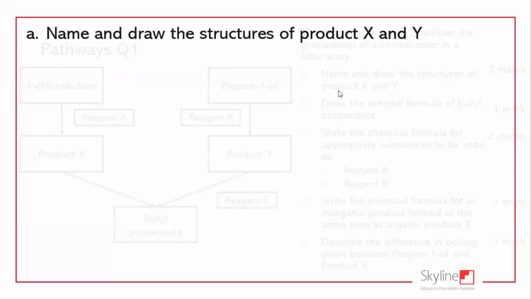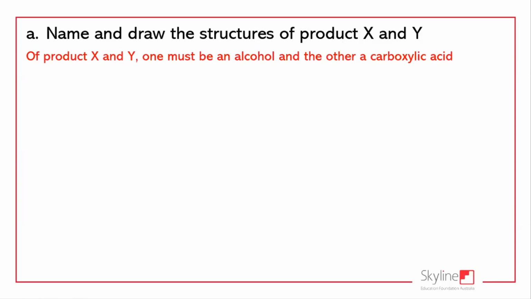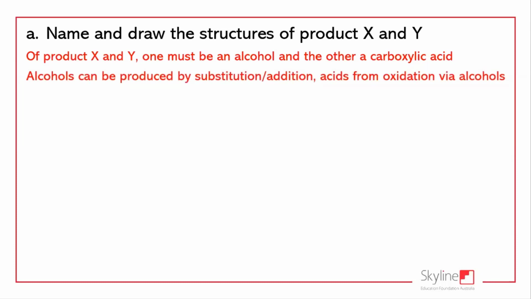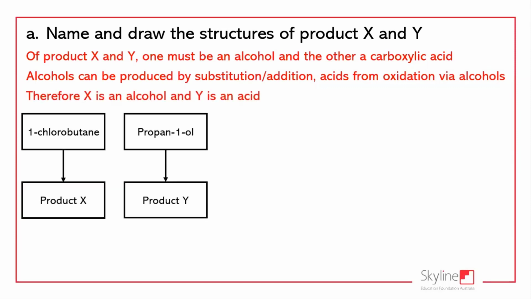All right, part A is name and draw the structures of product X and Y. Well, we're producing butyl propanoate. If you remember, way back to probably a couple of months ago for you guys now, anything ending with -yl and then -oate is an ester. An ester requires a carboxylic acid and an alcohol. Alcohols can be produced by substitution and addition, and acids from oxidation of alcohols. So you can see here 1-chlorobutane goes to product X, propan-1-ol goes to product Y.